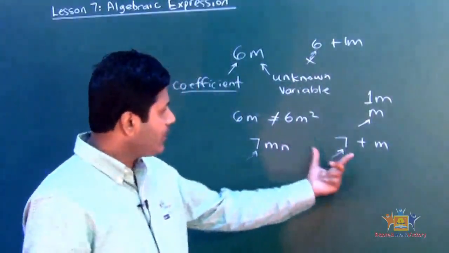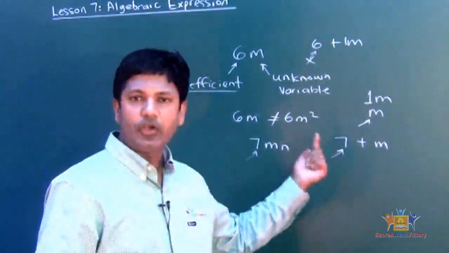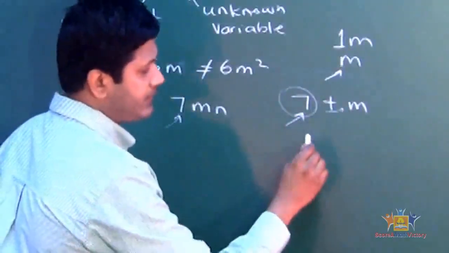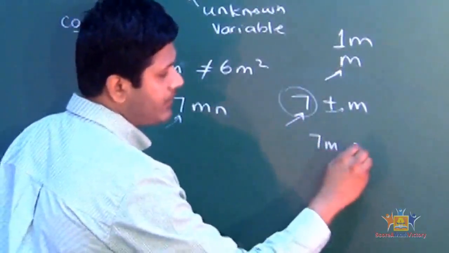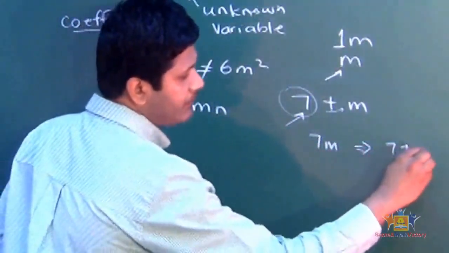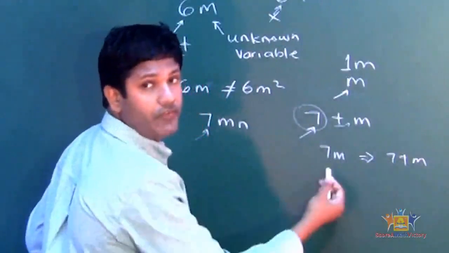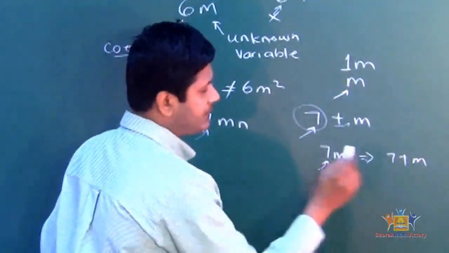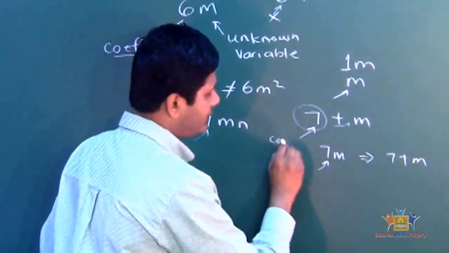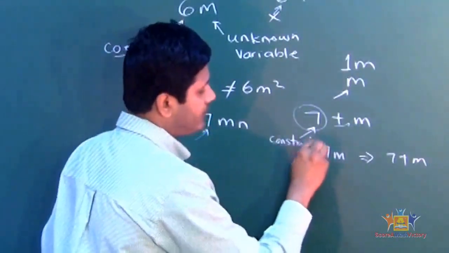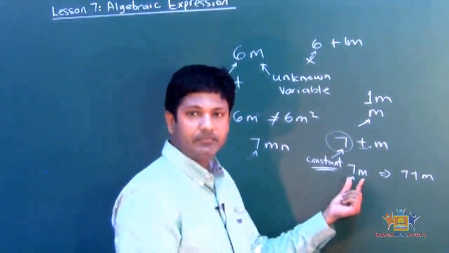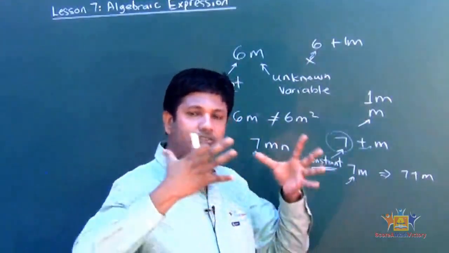In this case, 7 is not a coefficient. Why? 7 is by itself. It's not combined with the unknown. There's a huge difference between 7m and 7 plus m. Don't mix it up. This is a coefficient, but this is not. This is called a constant, because 7 is by itself. In the other case, the 7 is with m and it gets its own name.